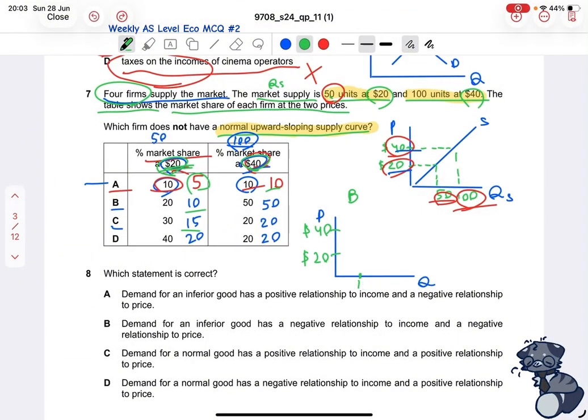Firm D. Firm D says that at $20, it will have 20 units of quantity supplied. Let's put 20 here. And 20 units again, so we're just using the same point here at $40. So at $20, you have 20 units. At $40, you have 20 units again. So that is a straight vertical line, which is also known as a perfectly inelastic supply curve. And is that upward sloping? No, it's perfectly straight. So this must be the one that does not have a normal upward sloping curve. So our answer is D, and that is correct.